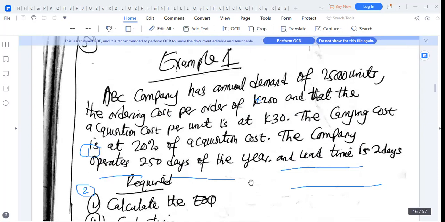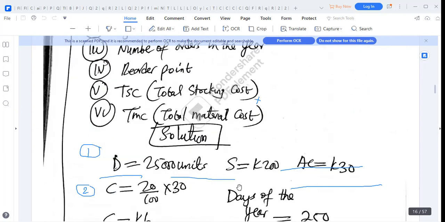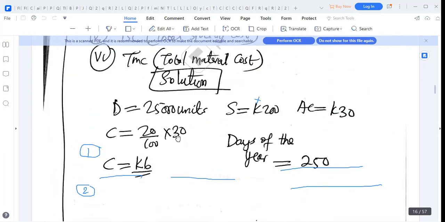So let's identify what has been given. 25,000 units is annual demand. 200 kwacha is the ordering cost per order, which is the S, and the acquisition cost per unit is at 30 kwacha. The carrying cost is at 20% of acquisition cost, and the company operates 250 days in a year. So we can now sort out: D is 25,000 units. The ordering cost per order is 200. The acquisition cost per unit is 30 kwacha, which is the unit price.